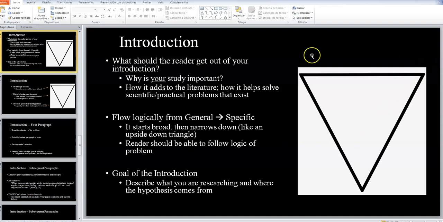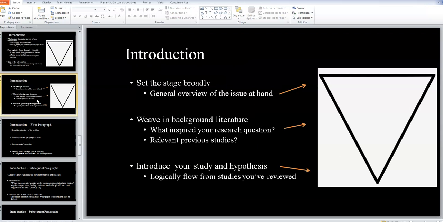Remember, start off being very broad with a topic, and as you move down with the introduction, you start to be a little bit more concise, a little bit more specific, and you get to the point where you're very specific by the end of the introduction. And I break it down here for you a little bit, so make sure that you review this: set the stage broadly, weave in background literature, introduce your study and hypothesis.